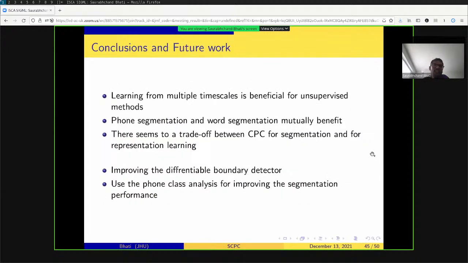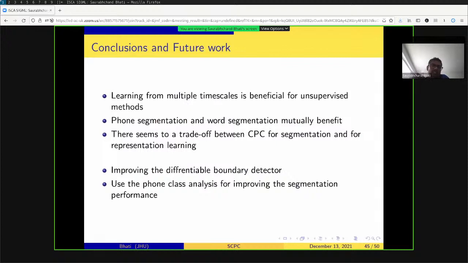So yeah, these are some of the conclusions that we have. The first one is that learning from multiple time scales is beneficial for unsupervised learning methods. If you include auxiliary tasks that don't just look at frame level, but also look at higher phone level or word level, then they perform better than just looking at frame level. We also showed that phone segmentation and word segmentation can mutually benefit from each other. And there is a trade-off between CPC for segmentation and for representation learning.